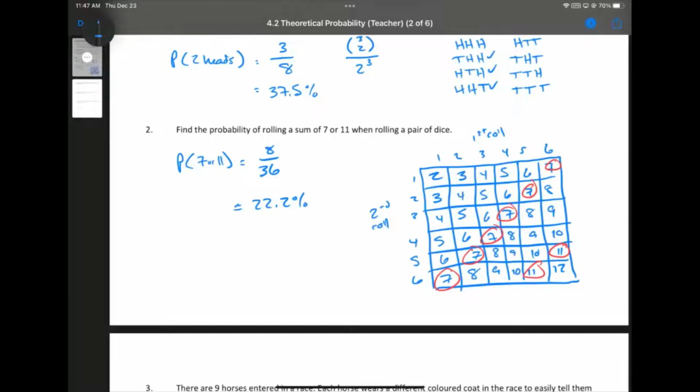Okay, so hopefully you're not finding this too painful. Again, it's just what are the possible ways things can occur and what are the number of ways that you get what you're looking for.